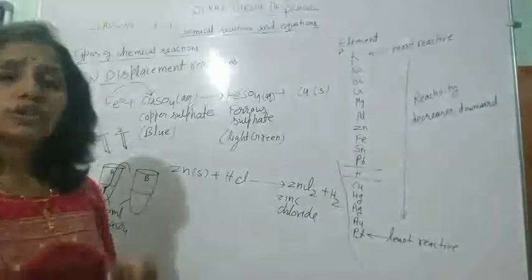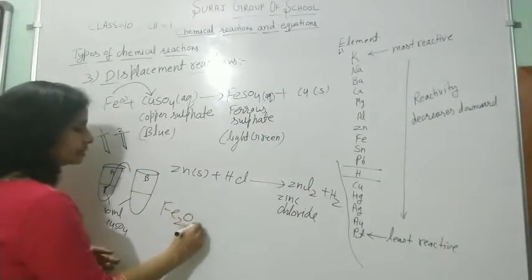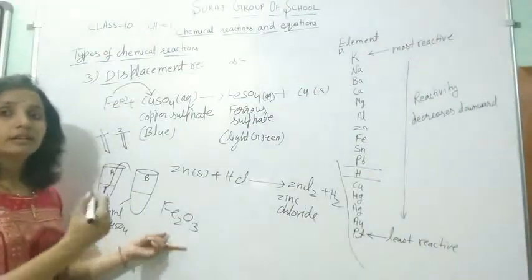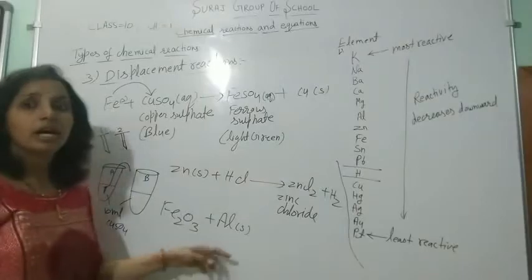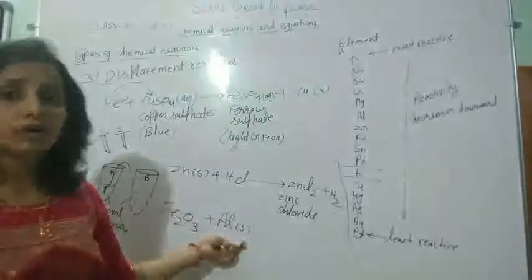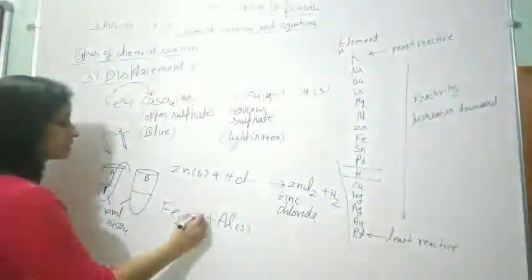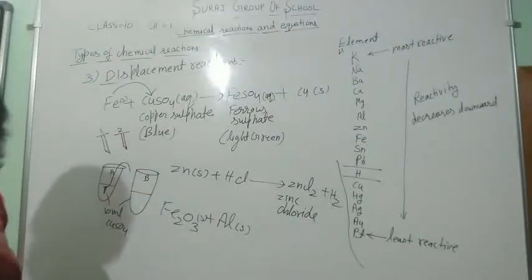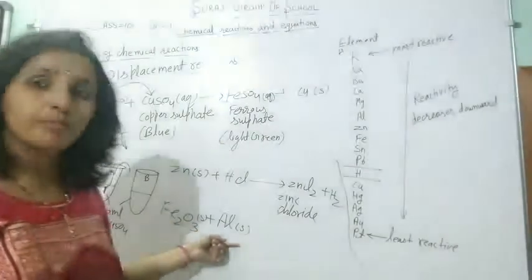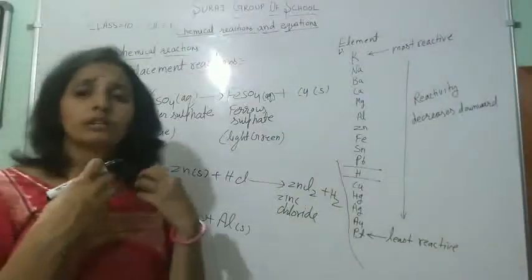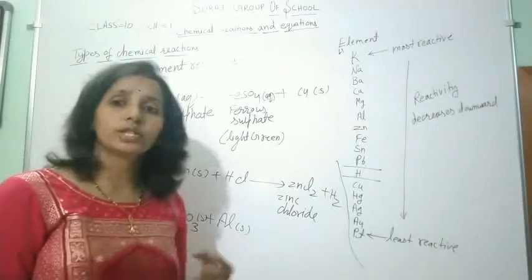Or we can also take the example of ferric oxide. In a displacement reaction, ferric oxide reacts with aluminium powder. We take the aluminium in powder form, and it reacts with ferric oxide, which is also in a solid state. Heat is supplied in a large amount here. This type of reaction is used for welding purposes.